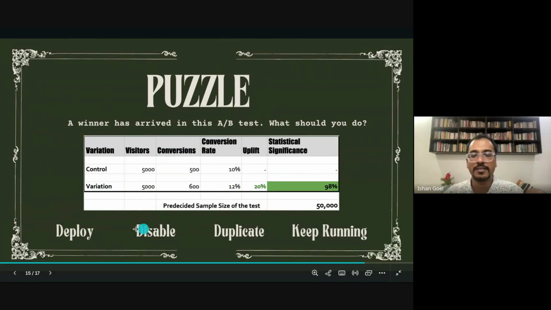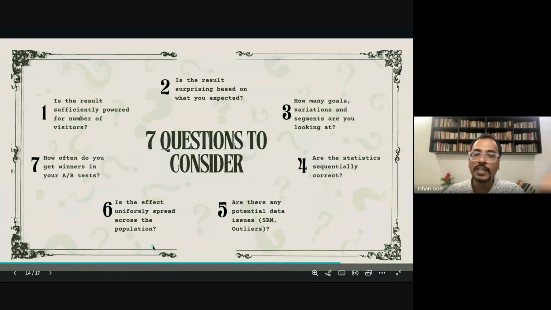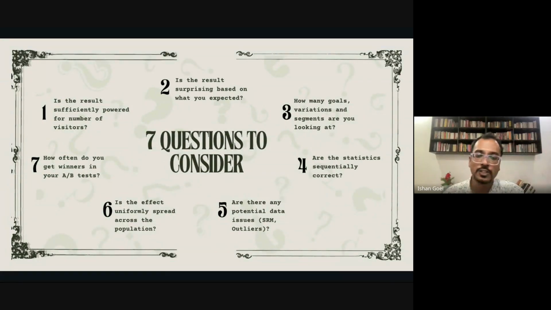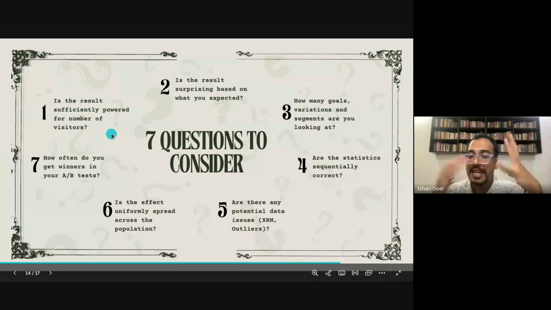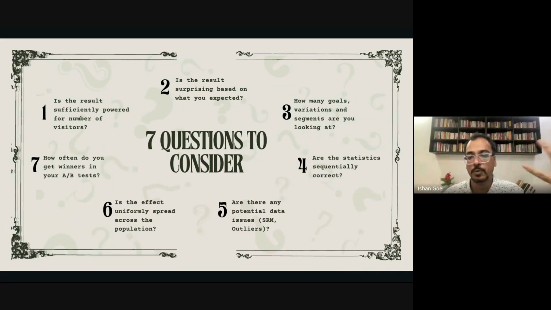Like in the next puzzle, I've mentioned these 4 things as well. These are the 4 decisions that you can take essentially. What you base these decisions on are these 7 questions. There can be more, but these are the 7 that I have found to confirm the validity of your result. So let's go over them one by one.